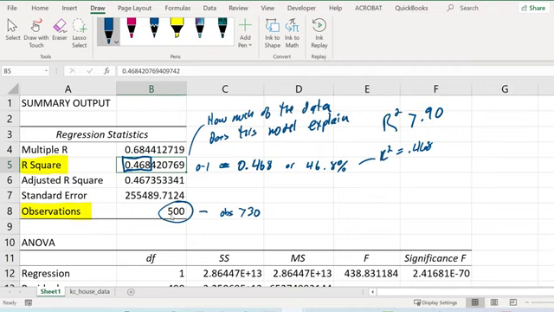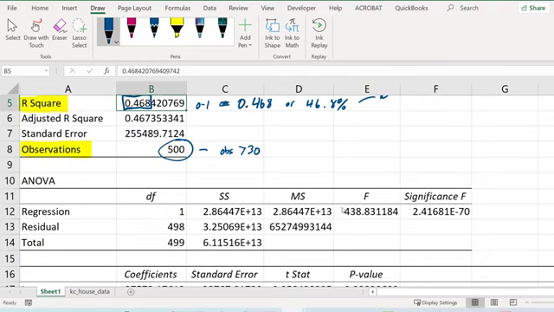But you really just want to report this in your paper so that other people know what the data set kind of looks like, right? And then we can move on to our ANOVA table. Our ANOVA table is great for ANOVA people, but we really care about the F-stat, and we really care about the significance, right, of the F-stat.